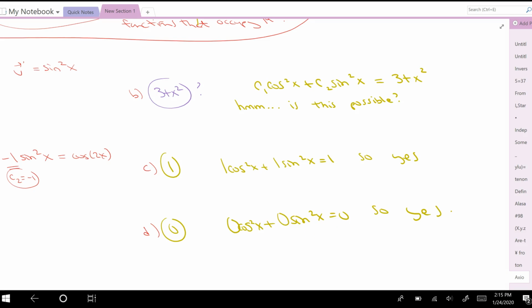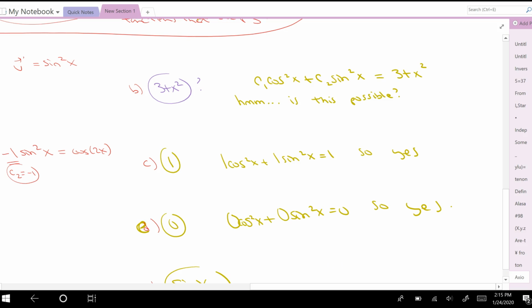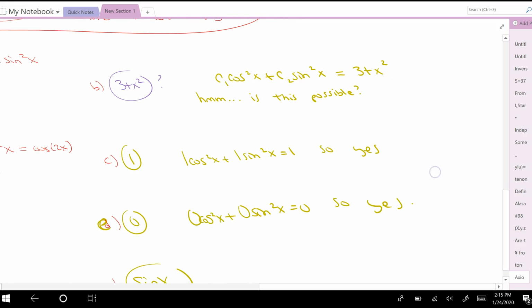Okay, so for B, C, and D, oops, I have a wrong D. Oh no, this is E, and then D, I didn't even see it until now. D is sine x. Okay, so let's take a look at these. Is 1 in the subspace? The answer is yes. I showed you how. Is 0 in the subspace? The answer is yes. I showed you how with these choices of C1 and C2.